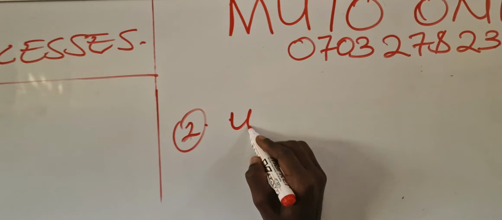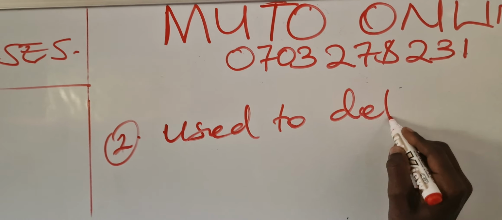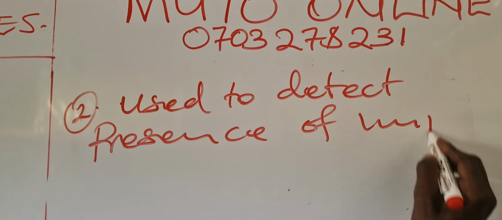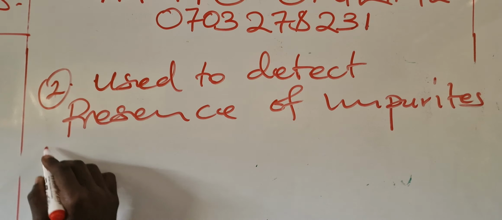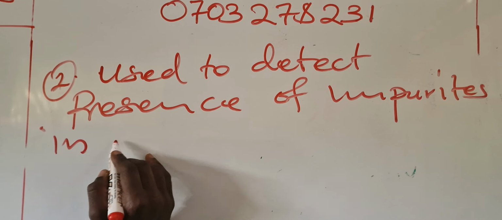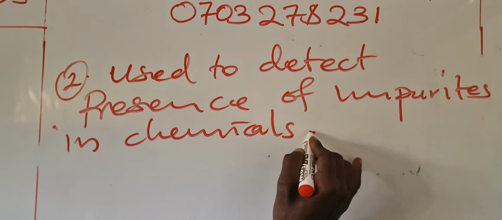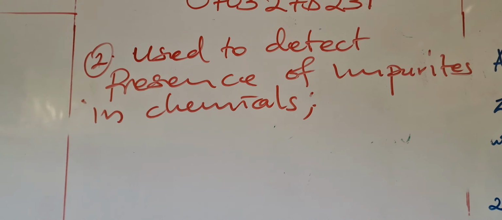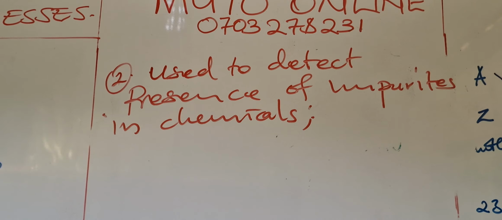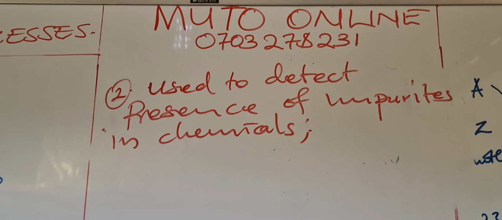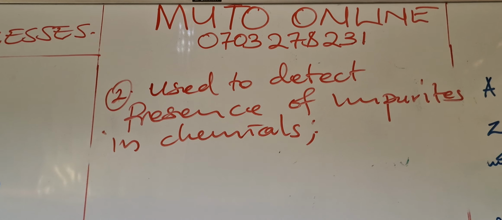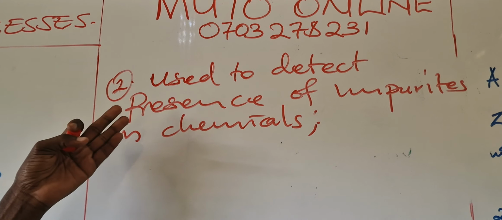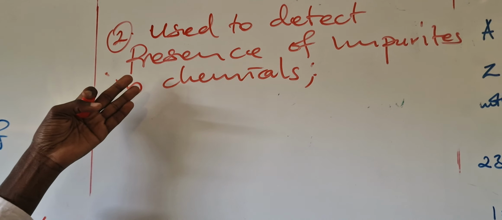The alpha decay is used to detect presence of impurities in chemicals. We hear there are people who are always taken to test for presence of toxins in the diet. They always use alpha decay to do that. People who die of poison, they are used.